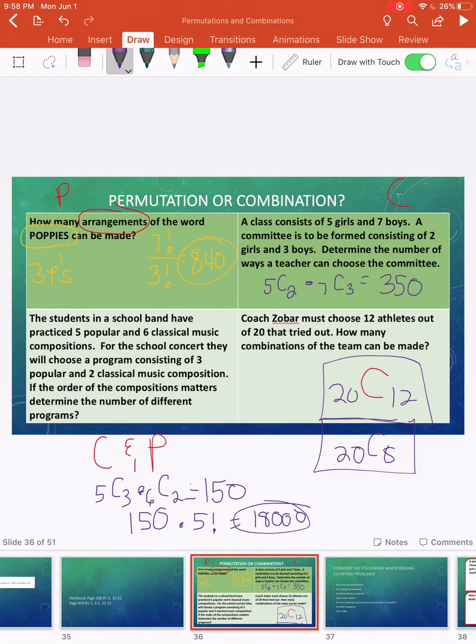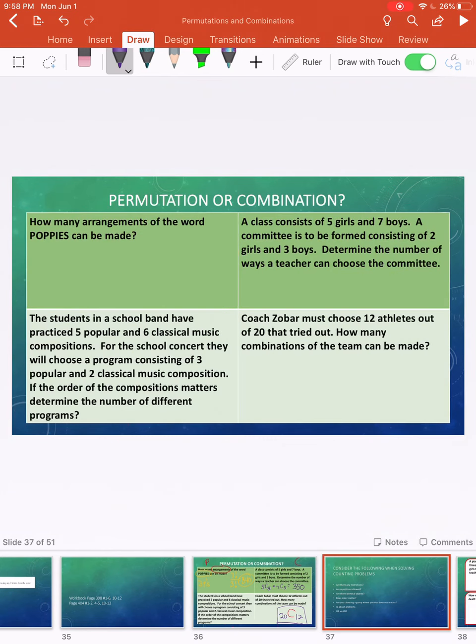mean. So we're going to type 20 choose 12, and we end up with, wow, a really big number. So there is 125,970 different teams that you could select.